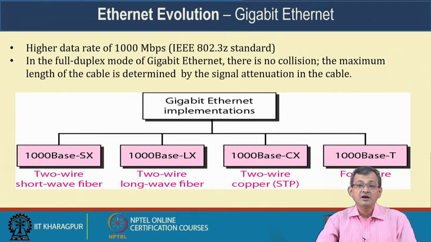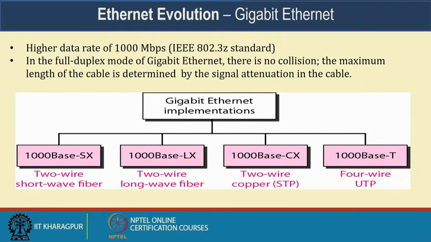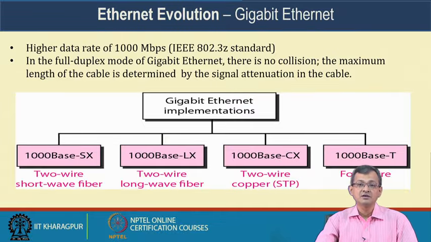And finally, the next evolution is Gigabit Ethernet, with a higher data rate of 1 Gbps in full duplex mode. In Gigabit Ethernet, there is no collision. The maximum length of the cable is determined by the signal attenuation in the cable. That is the only limitation, and there are different variations, and these days we have 10 Gig Ethernet and so on. So, these are some of the evolutions.